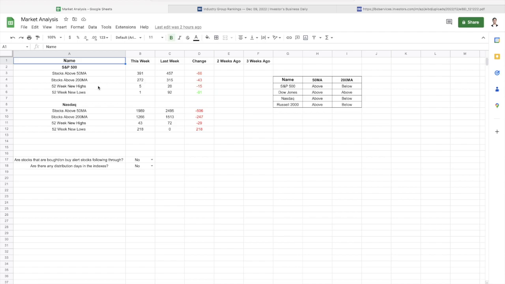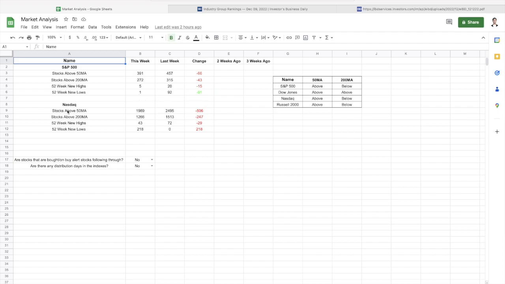As for 52-week new highs, 2 weeks ago there were 20 stocks that were making 52-week new highs. But for last week it was only 5, so there's a decrease of 15. As for 52-week new lows, 2 weeks ago there were 92, and last week there was 1. So there's an improvement of 91.